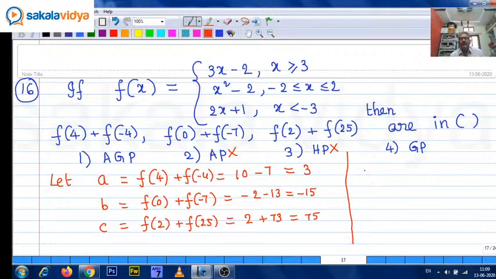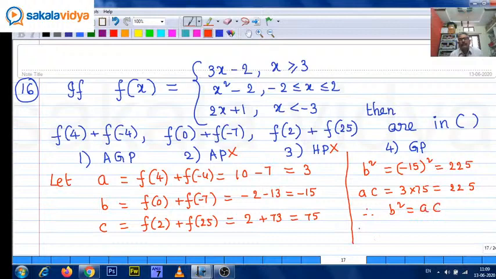So now find the B square value here. B square is minus 15 square, which is equal to 225. Find AC: 3 times 75, that is 225. Therefore B square is equal to AC. Therefore A, B, C are in geometric progression. Thank you, Suma. Exactly correct.